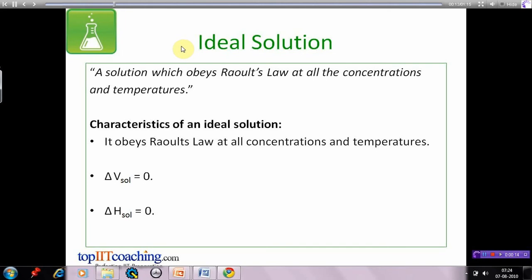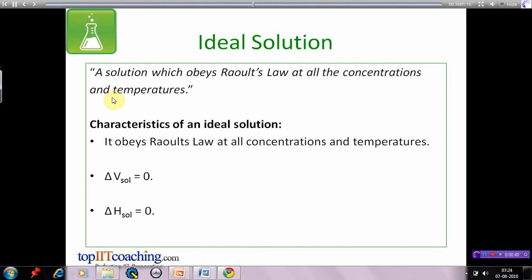I hope you remember Raoult's law, which we discussed in the last chapter. According to Raoult's law, the vapor pressure of a solution containing a non-volatile solute is proportional to the mole fraction of the solvent present in the solution. Now it's quite evident, because we can deduce that there will be no contribution by the non-volatile solute to the vapor pressure of the solution.